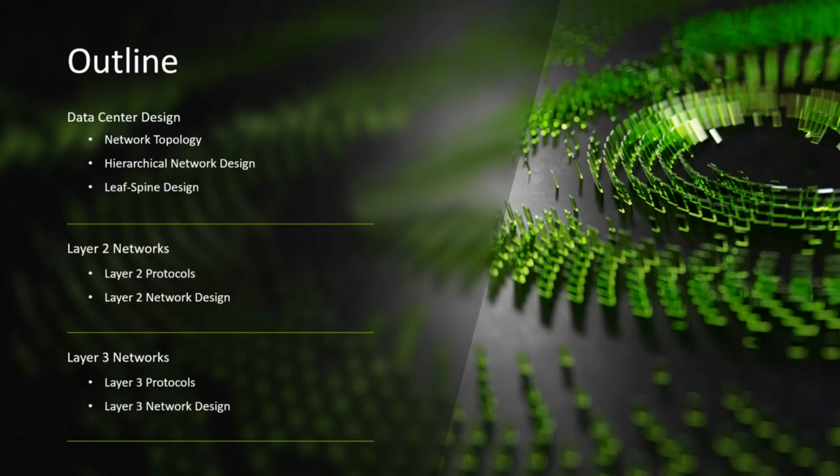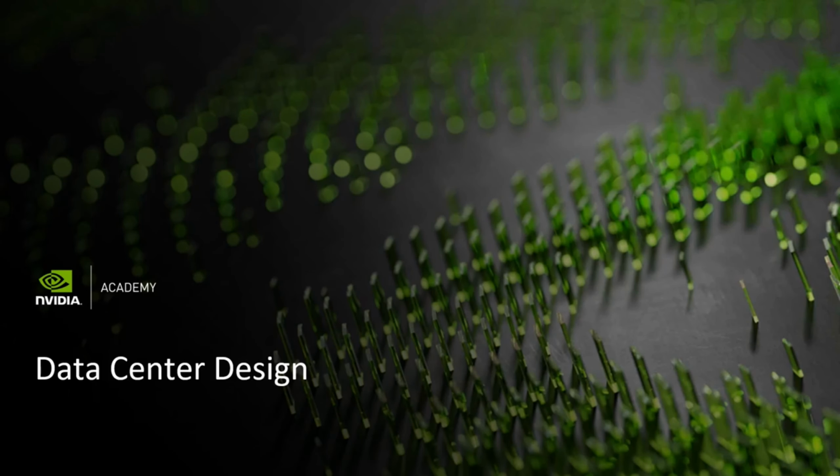We'll start with defining what is a network topology and what are the considerations when choosing the right topology for one's needs. Then we'll present two design approaches: the hierarchical network design, that is considered the traditional design, and the leaf spine used in modern data centers. Later, we'll compare layer 2 versus layer 3 designs and understand how their behavior and protocols impact network performance. Let's start with an overview of general data center design considerations.